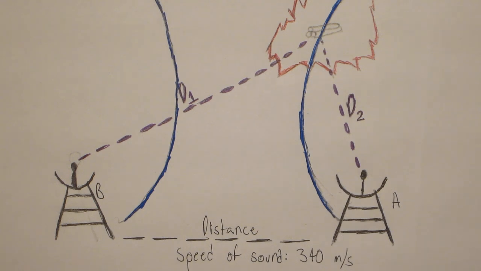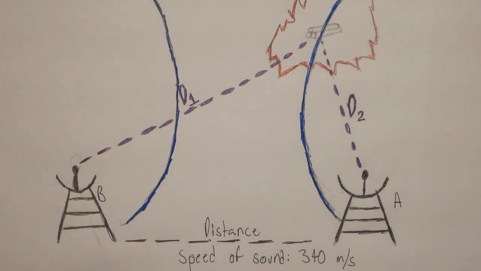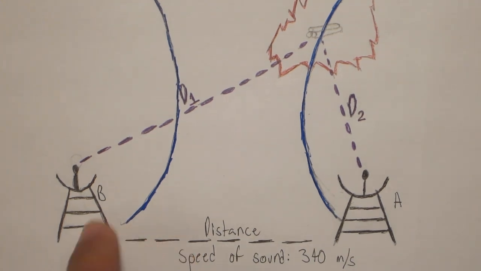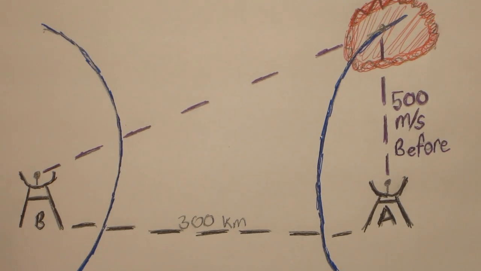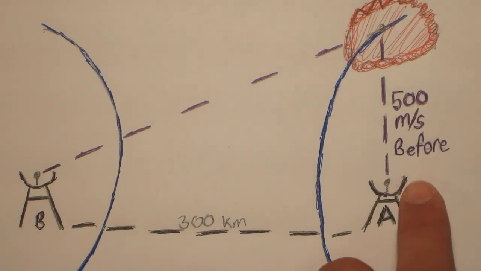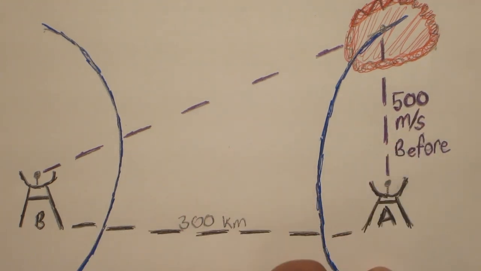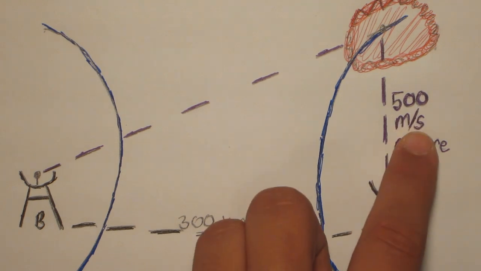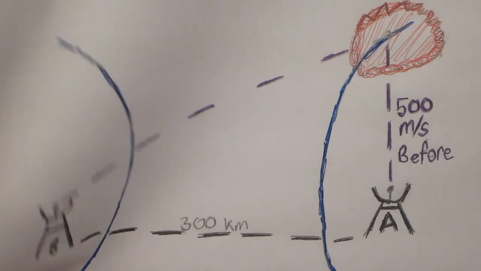In order to do this, we need the speed of sound, which is 340 meters per second, and we also need the distance in between the two microphones. We're going to do an example problem here, in which microphones A and B are 300 kilometers apart, and microphone A receives the sound 500 microseconds before microphone B does.